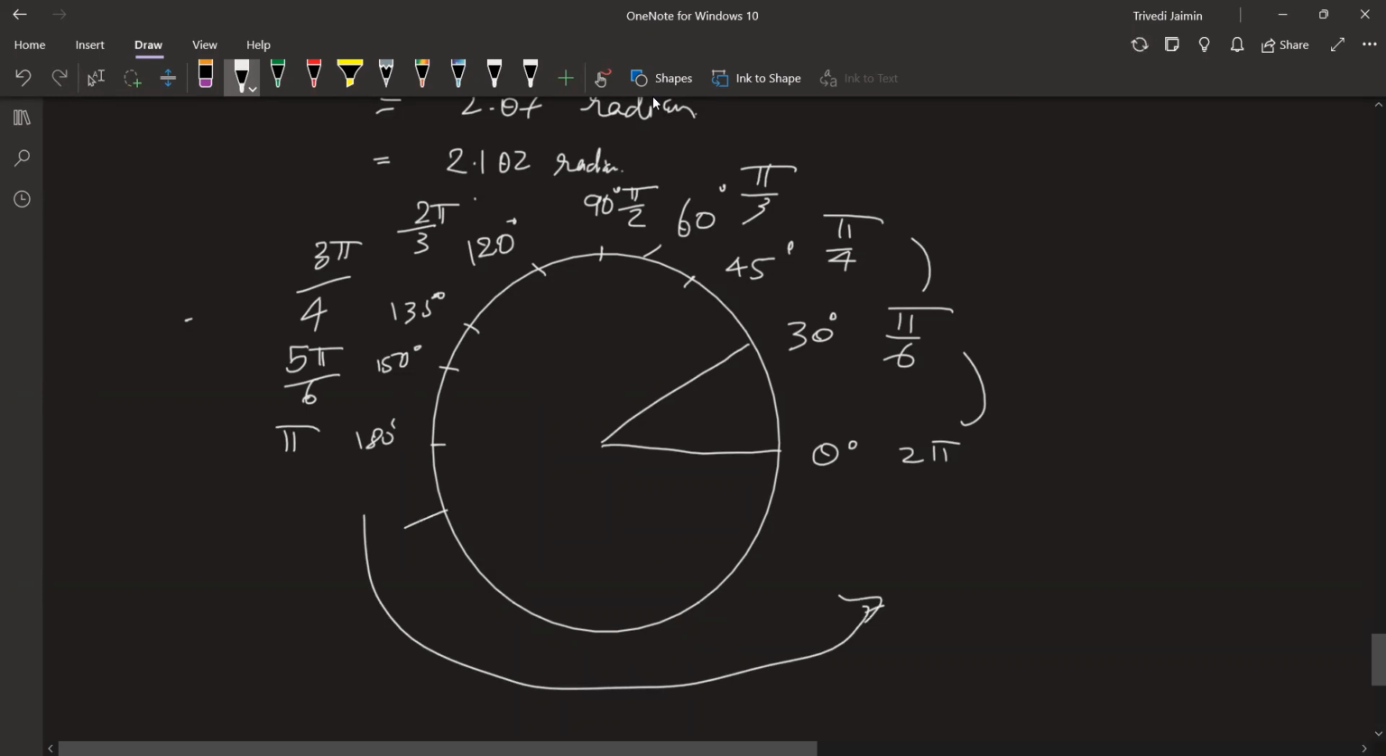Then 210, 225, 240, 270, 300, 315, 330, and so on. What number will be required?